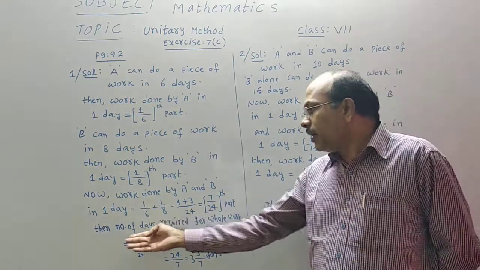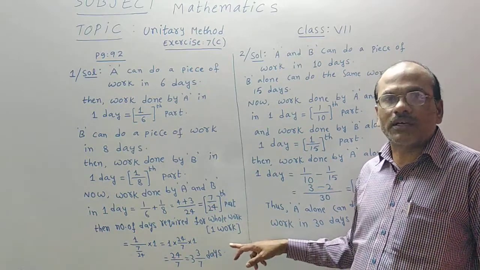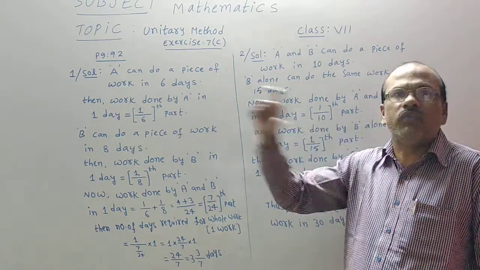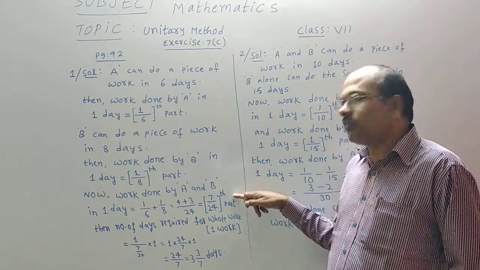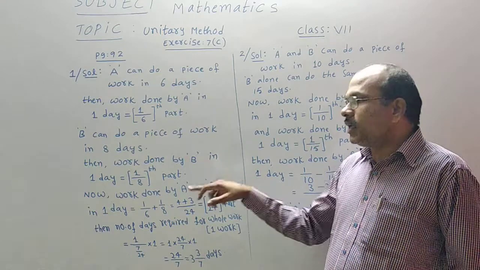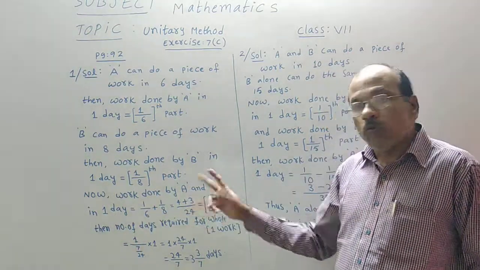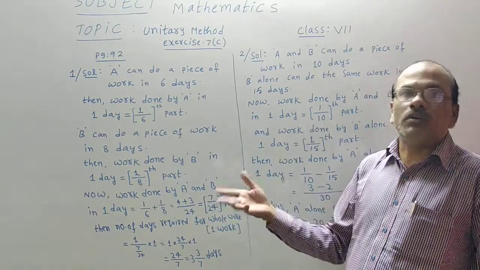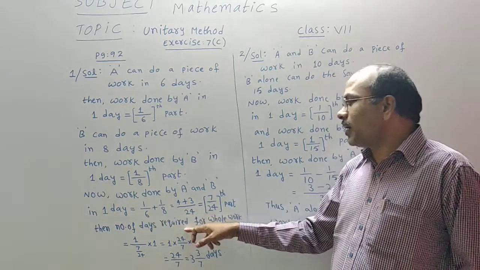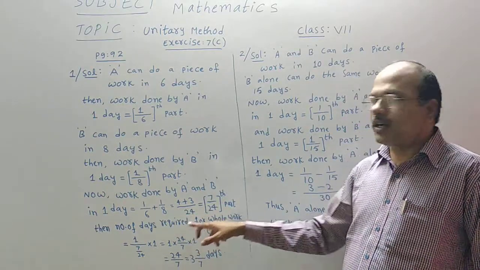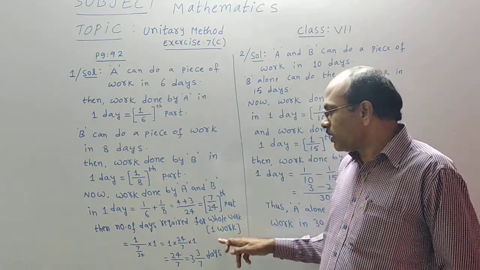Then the number of days required for the whole work. Whole work means one work, the full work. To complete 7/24th part of the work, A and B together needed 1 day of time. Then if both want to complete the whole work, how many days will they require? That is our question now.